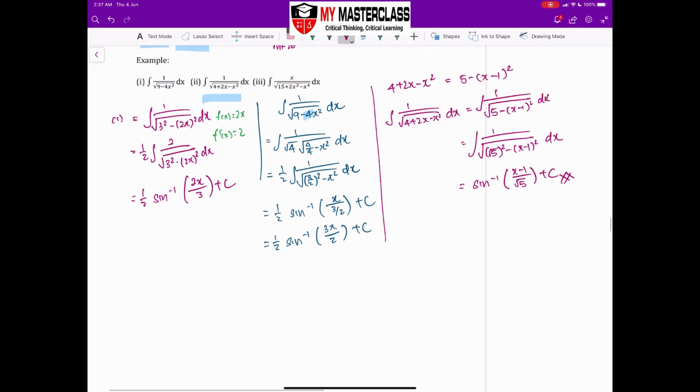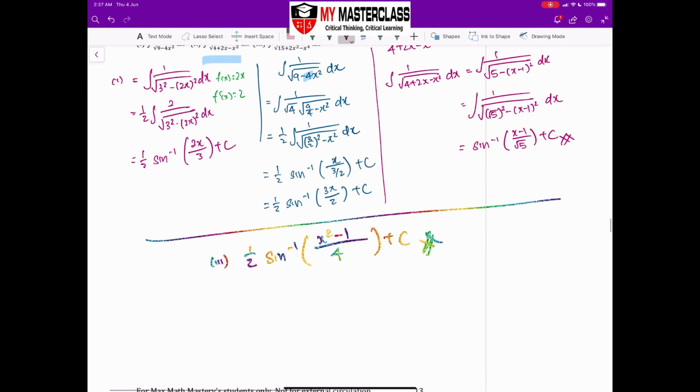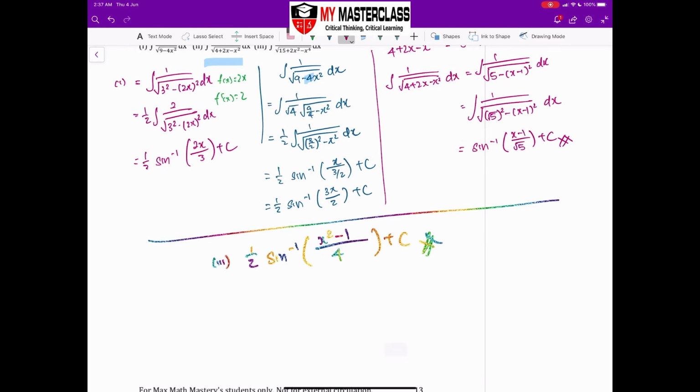Similar to part 3, you have to use the f prime x formula. So I'm just going to write the part 3 answer here. I'm going to leave the working for you. But essentially your part 3 answer should be half sine inverse of (x squared minus 1) divided by 4, plus c. If you can't get an answer, feel free to WhatsApp me if you're my student. If not, do check your completing the square as well. So your completing the square should look something like that.